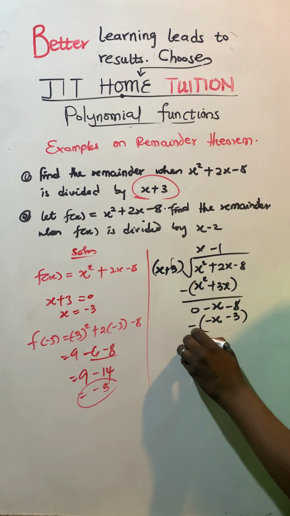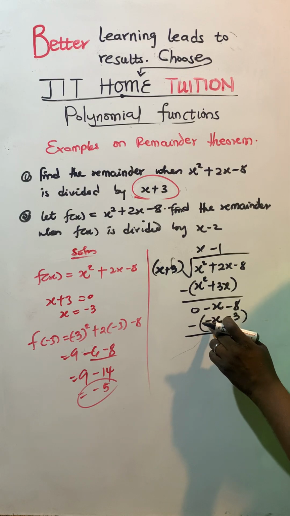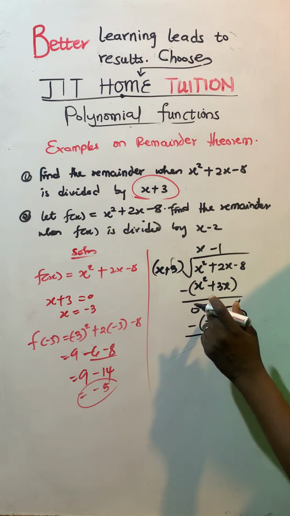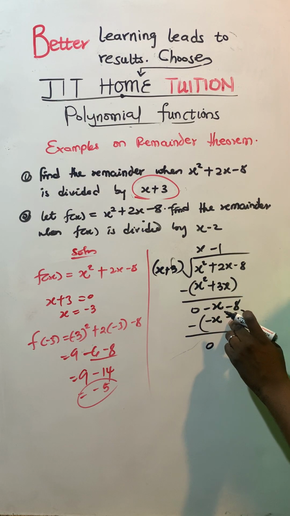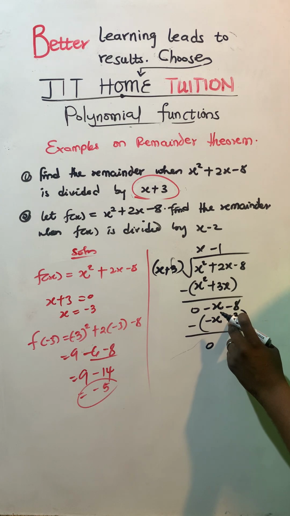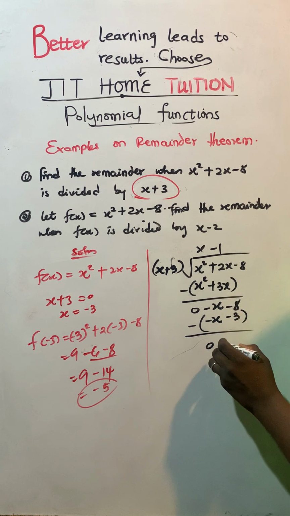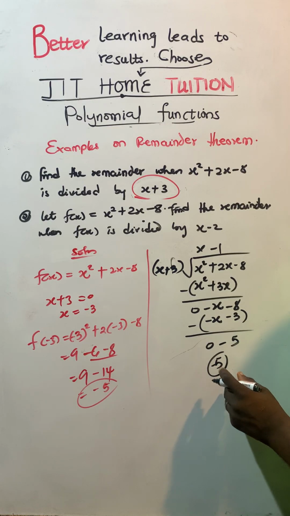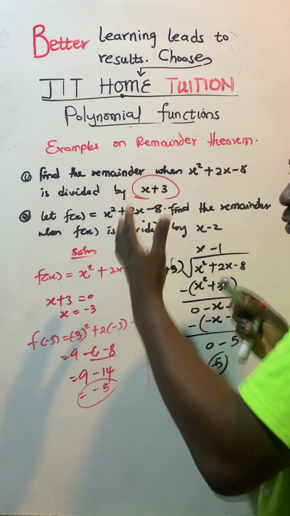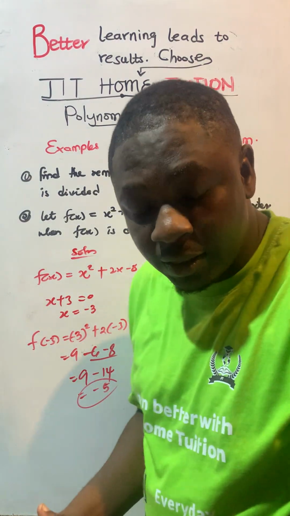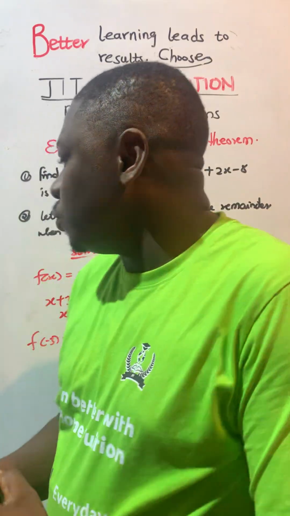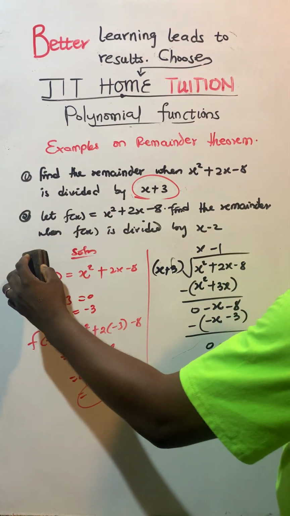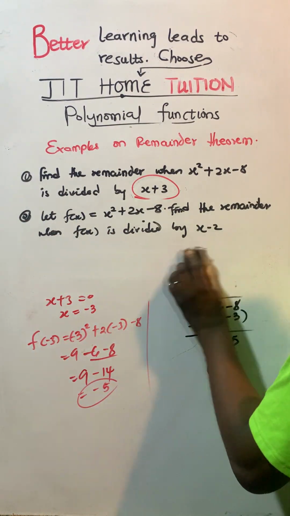Okay, then you subtract. Negative will be positive. Plus this one, that will give you 0. The negative will affect this one, giving you +3, plus the -8, and that will give you -5. So you can see that this side too, the remainder is -5. And so this is what the remainder theorem is about. Now let's look at the second question also.